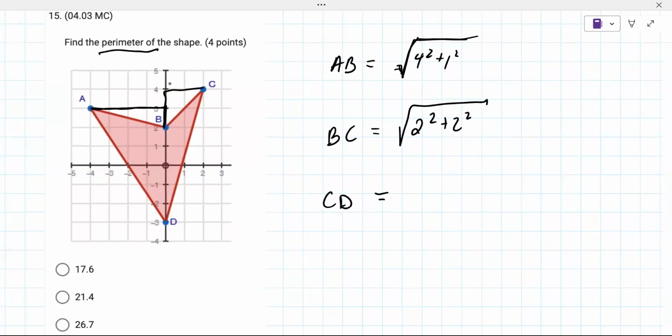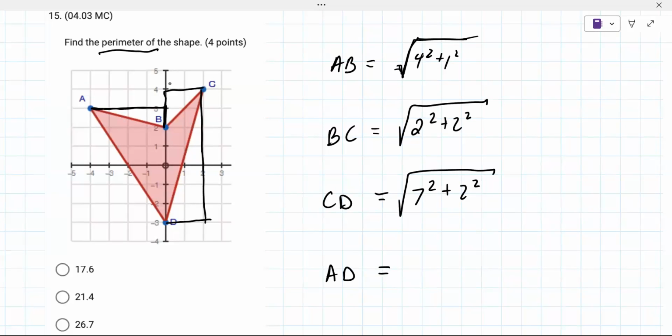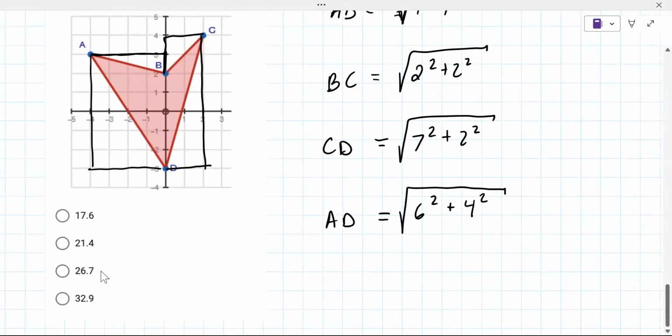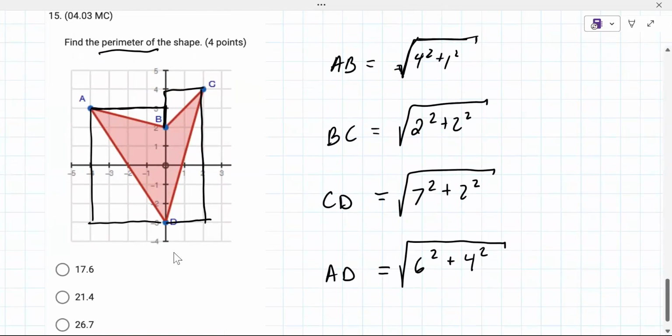So let's go C to D. Same thing here. You get 7 squared plus 2 squared, and A to D, you get 6 and 4. I'll just leave it up to you to calculate each of these and add them up. See what you come up with.